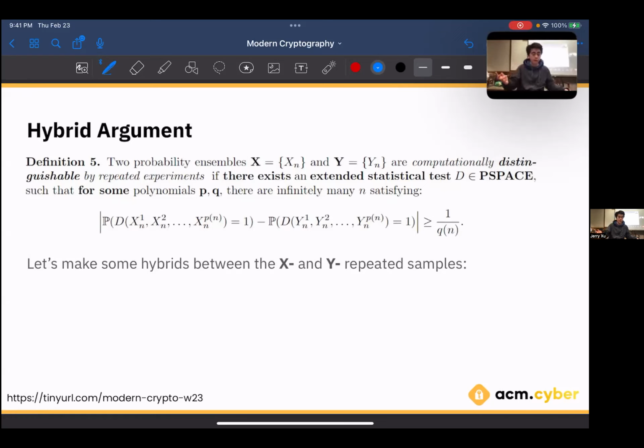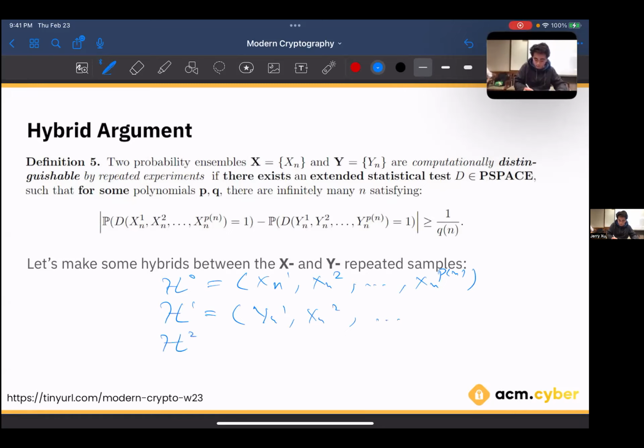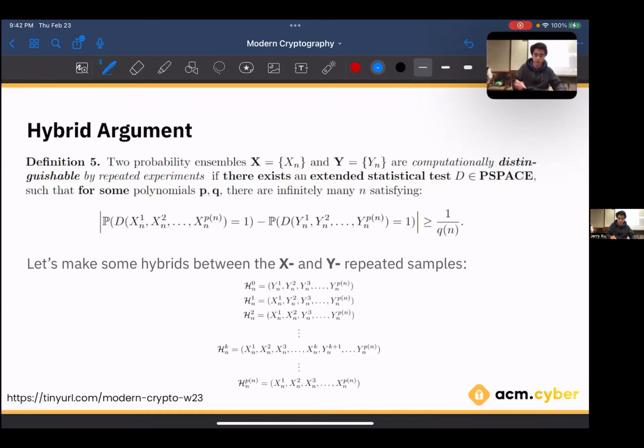All right, so the first thing we're going to do is make hybrids between the repeated samples, right? We can call our first hybrid H0 and it'll just consist of all X's, right? And then gradually we'll swap the X's for Y's. So in hybrid number K, the kth spot will be the last y, right? So H_k has y^(n,1), y^(n,2), up through y^(n,k), and then it's going to start being x's: x^(n,k+1) all the way up through the end, right? I think I did it the other way in the notes. Yeah, in the notes, I started with y's and then ended up with x's. But the point is there's a hybrid on one end, which is all x's, and a hybrid on the other end, which is all y's, right?